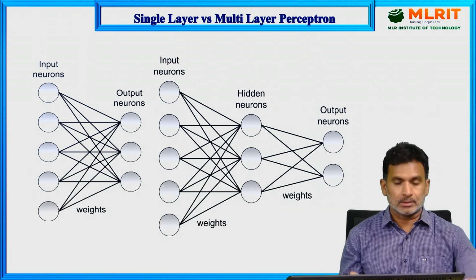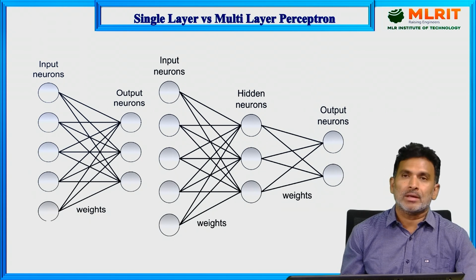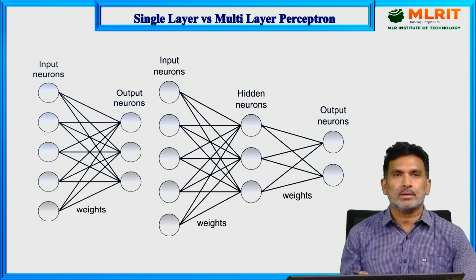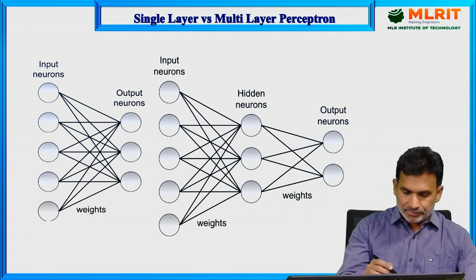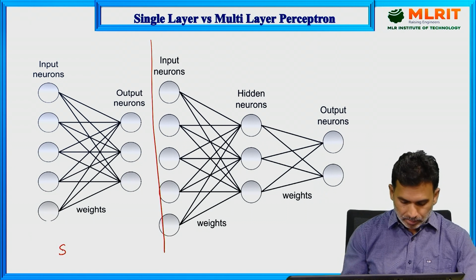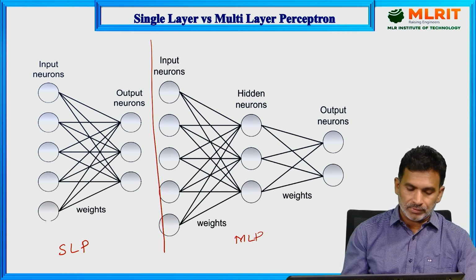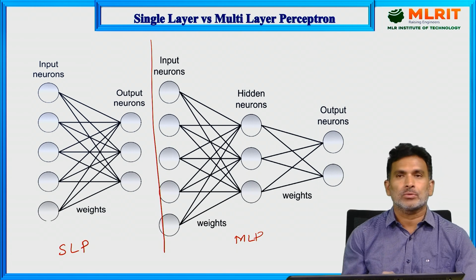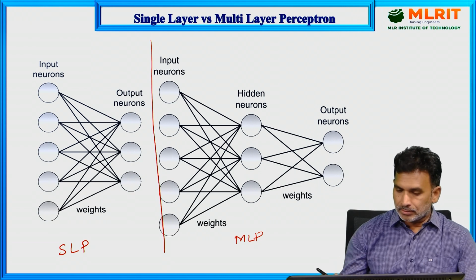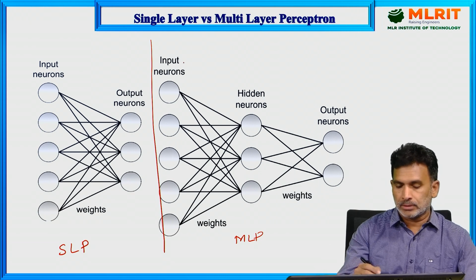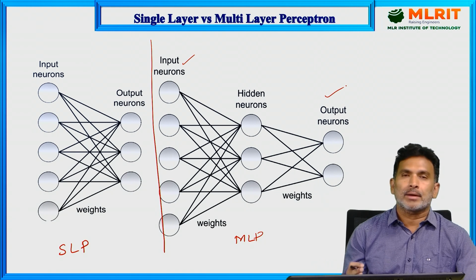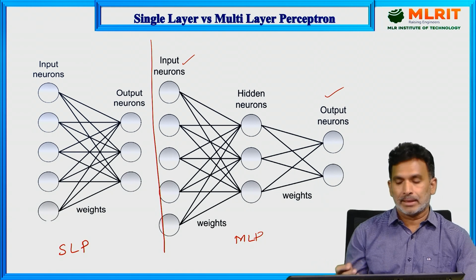You'll see in this slide here, one image which clarifies the difference between the single layer perceptron and the multi-layer perceptron. On the left side of the image is a single layer perceptron, and this is a multi-layer perceptron. Here you can see, as we discussed, the single layer perceptron has only two layers, one input layer and the output layer. And in the multi-layer perceptron, we have the input layer, output layer, and also the hidden layers, one or more hidden layers.